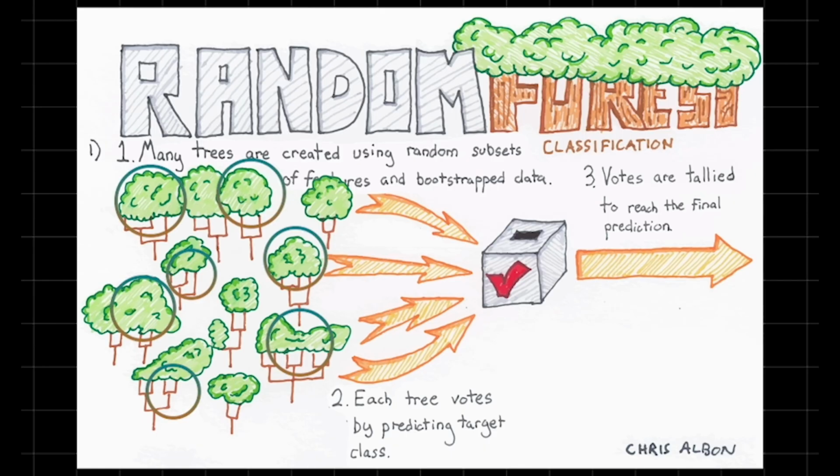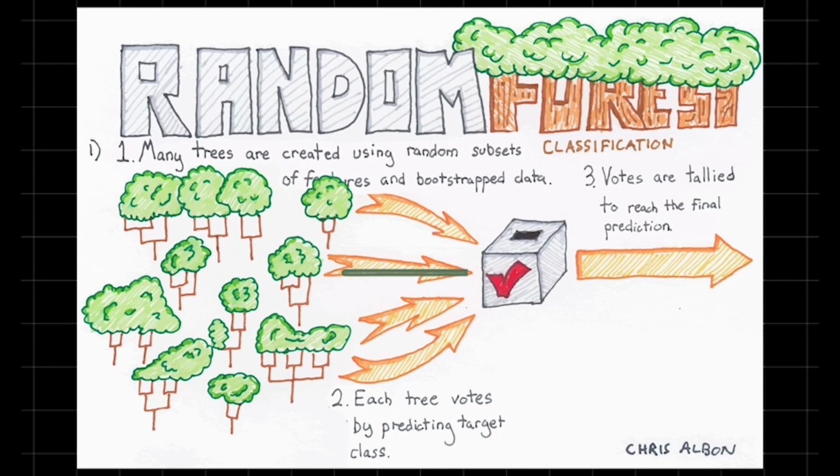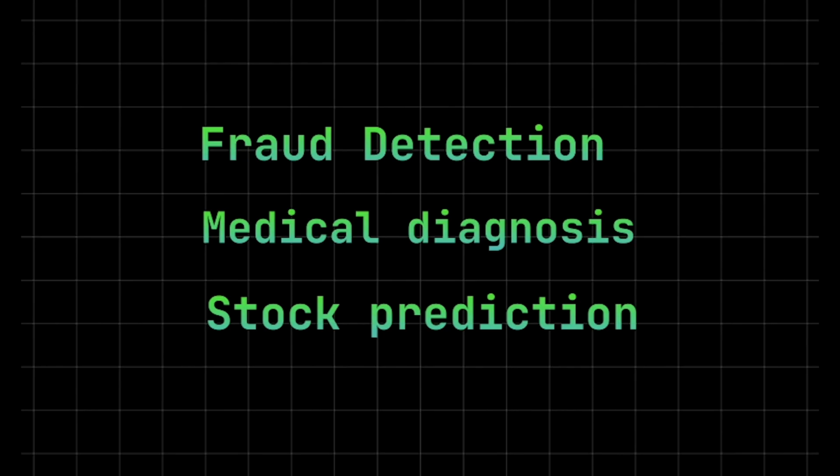Imagine each tree as a voter, casting its opinion on whether an email is spam or not. Then the forest tallies the votes or averages predictions to deliver a strong, unified answer. As a result, it not only handles complex patterns but also resists overfitting better than a single tree. This strength powers applications like fraud detection, medical diagnosis, and stock prediction.